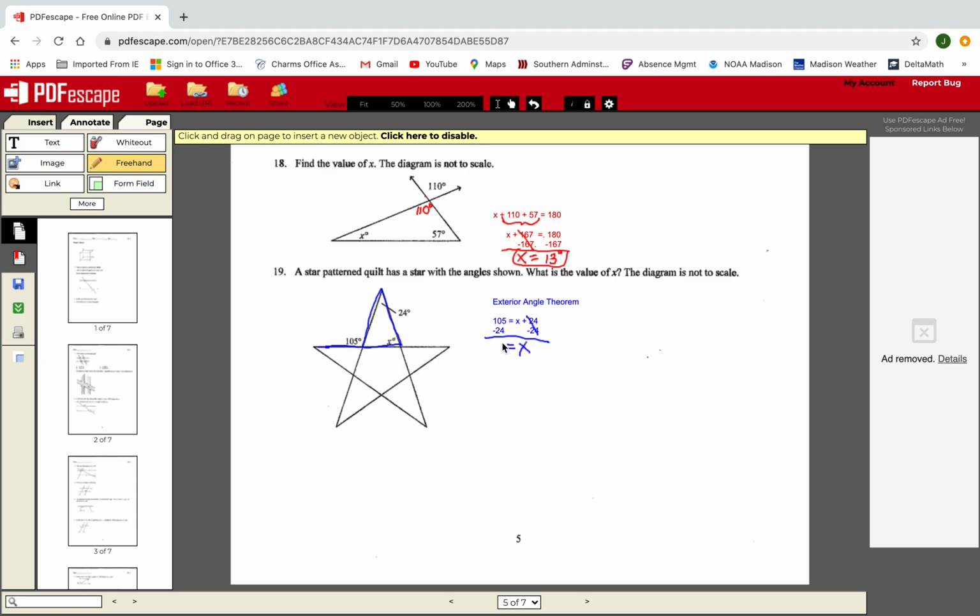Well, 5 minus 4 is 1. And 10 minus 2 is 8. So we have 81 degrees. There you go. That's all they wanted was x, right? That is all they wanted. They're so easy to please today. Okay, so that was 19.